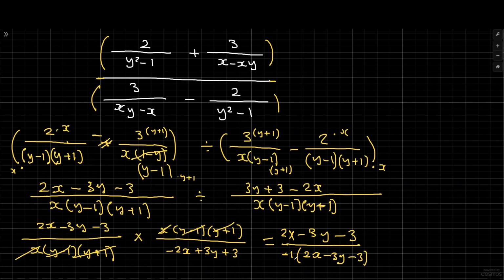And now, as you see, all of this and all of this are the same. Now you're allowed to cancel the whole thing with the whole thing. So you get 1 on top. And then 1 divided by -1 just gives you -1. And that is the answer for this question. It looks complicated, but if you break it down, it's not so bad.